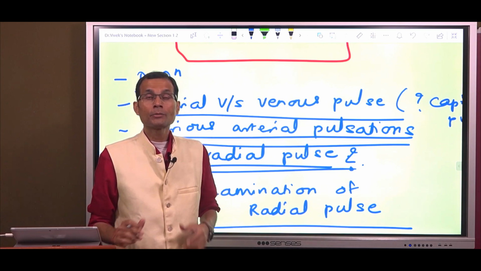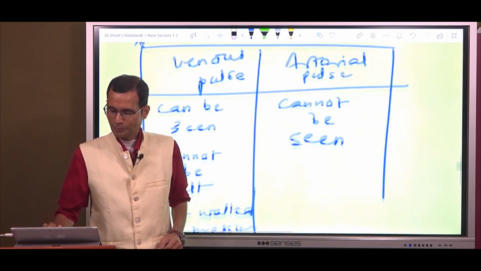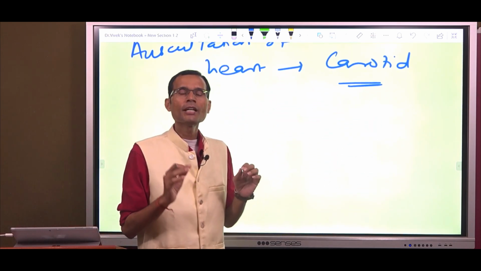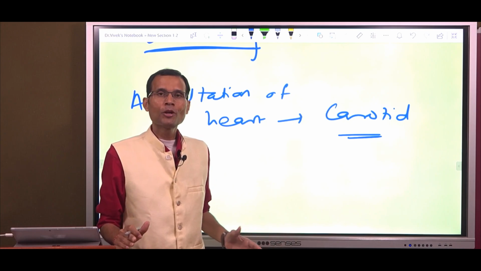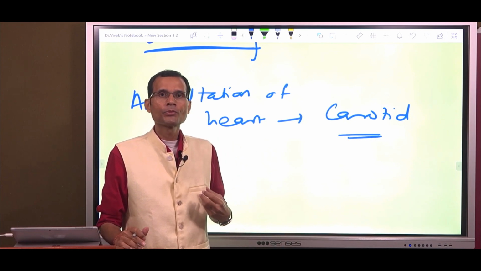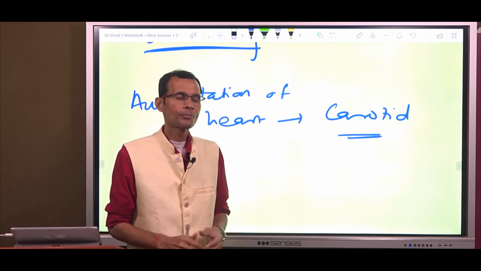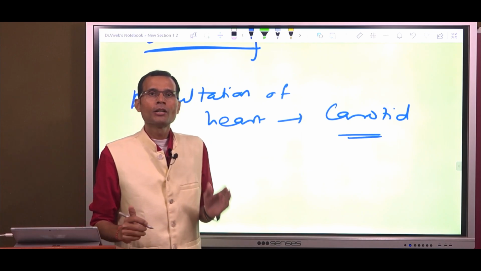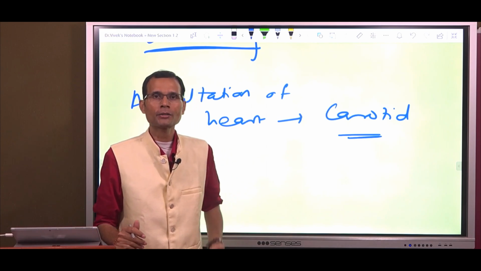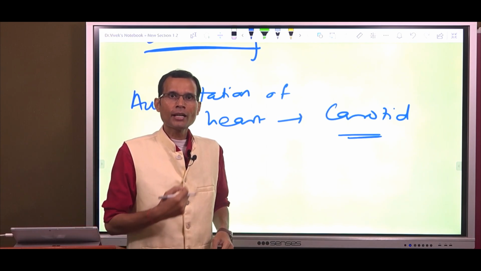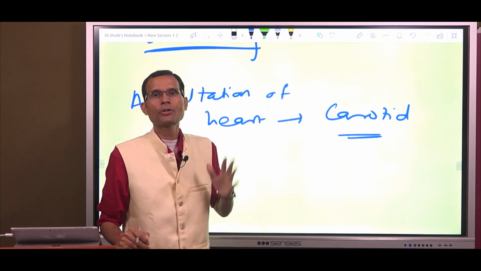You will need to feel the carotid artery, very important. When do you require the carotid artery to be felt? It is for the auscultation of the heart. Whenever you are performing auscultation on the heart, you simultaneously check the carotid artery pulsation. Why is that? That's because, look, the carotid artery is closest to the heart. It's very close to the heart. So, the events that are occurring in the heart will get immediately reflected in the carotid artery.